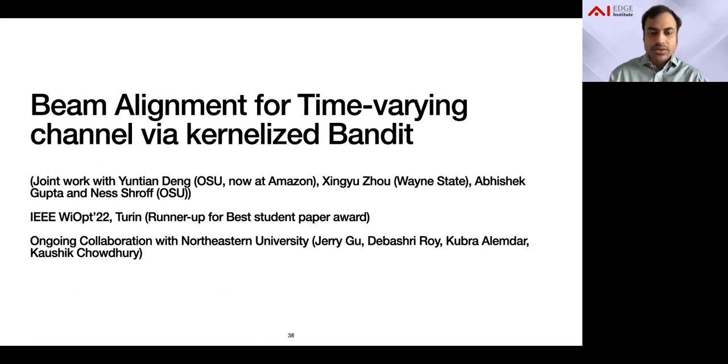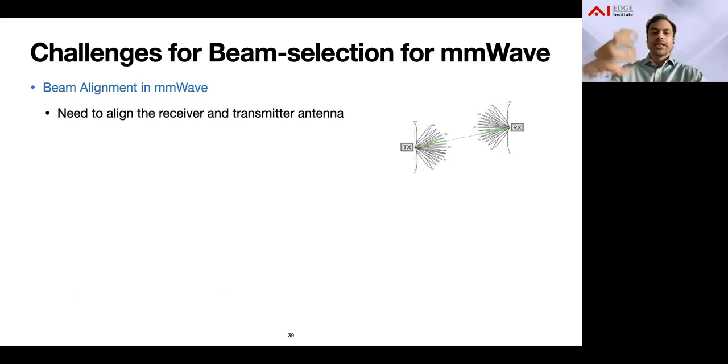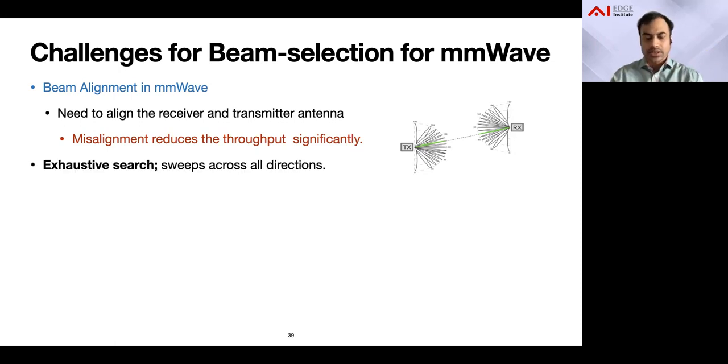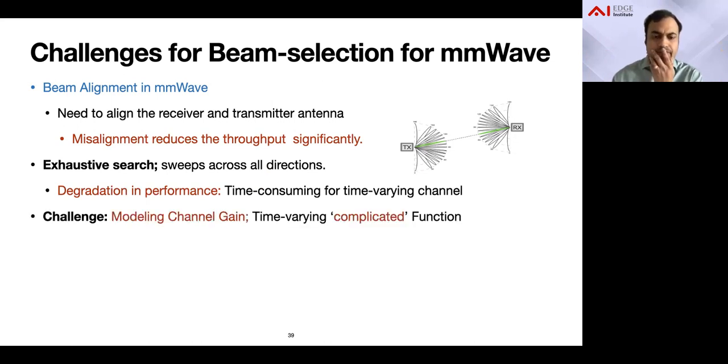First, the motivation behind it. You need to align the receiver and transmitter antennas, because any kind of misalignment reduces the throughput significantly, right? Obviously the choice can be exhaustive search, where you sweep across all directions. But it will have higher overhead, and if the channel is time varying, it will probably lead to degradation in performance. Whatever you have obtained is probably no longer optimal.